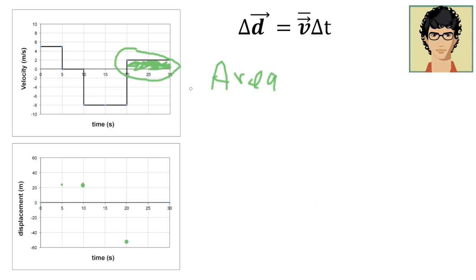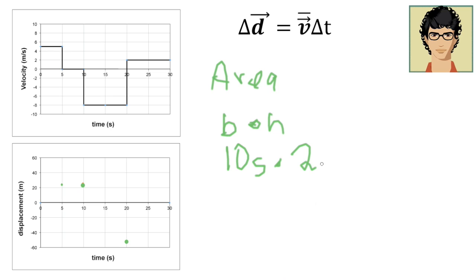So what we're going to do is look at the base. The base again is 10 seconds. All right, so base times height, and we have 10 seconds times the height, which is 2 meters per second. What that means is we have 20 meters. All right, so during this interval here from 20 to 30 seconds, we're going 20 meters in the positive direction.